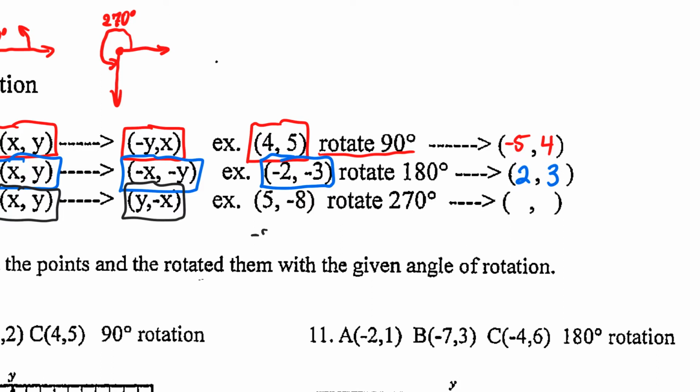So that's going to become a negative 5. The negative 8 stays the same, and then we switch them. What's it going to be? Change the sign on the x and then flip them. What's it going to be? Negative 8, negative 5.